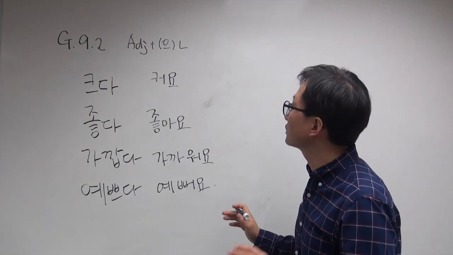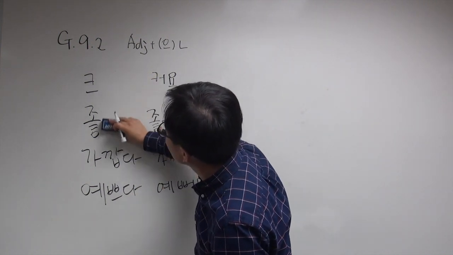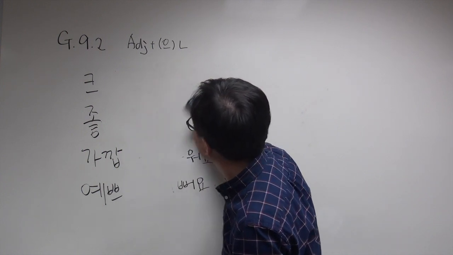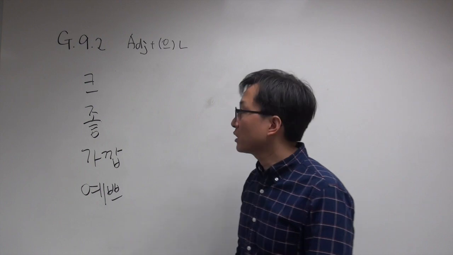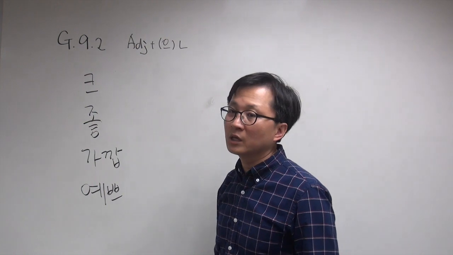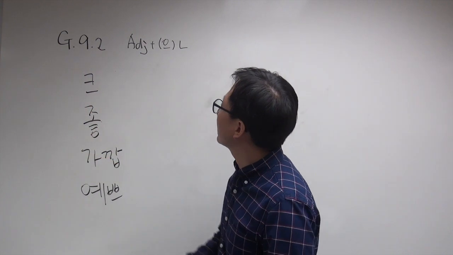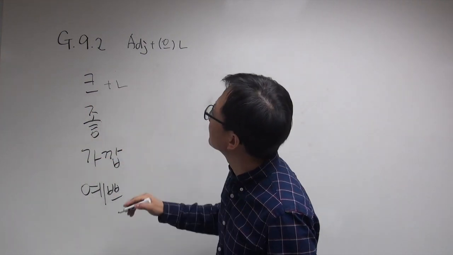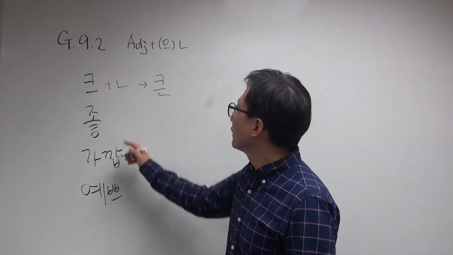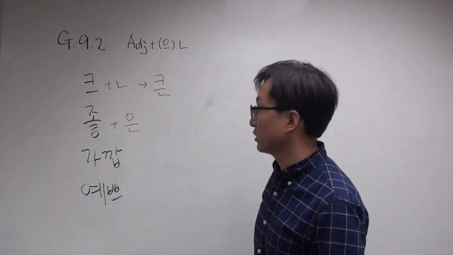Those kinds of usages. We need the stem, only the stem. 크, 좋, 가깝, 예쁘. And you have to take a look at the last syllable. If there is no consonant, then you just add n. So 큰. And if there is already a consonant, then you add eun. 좋은.